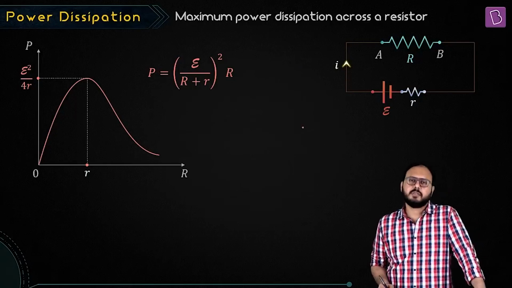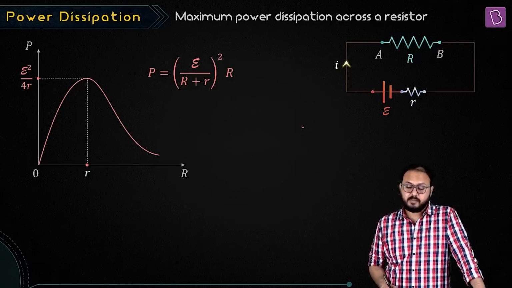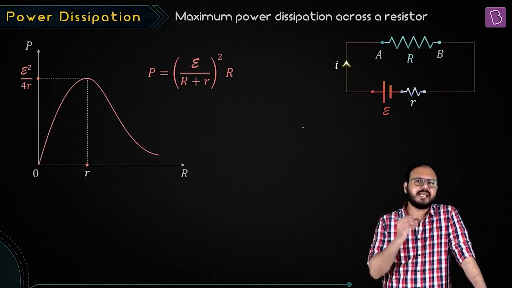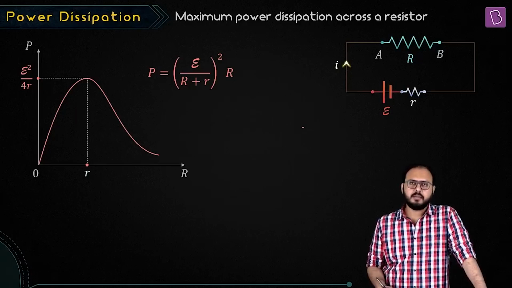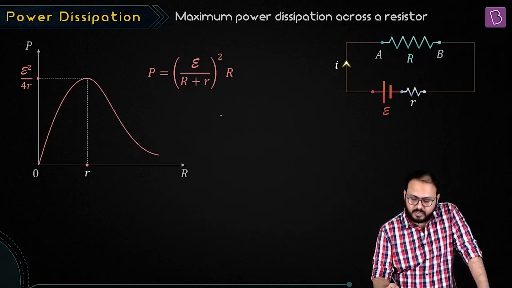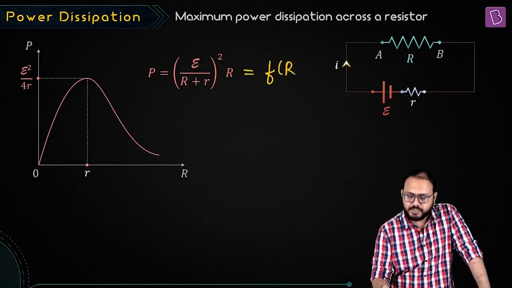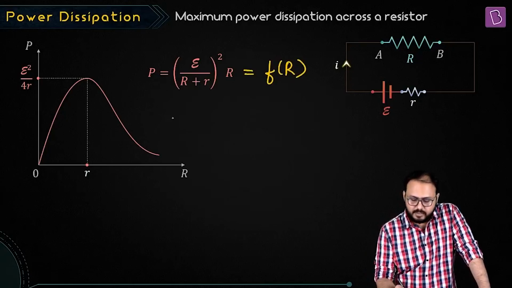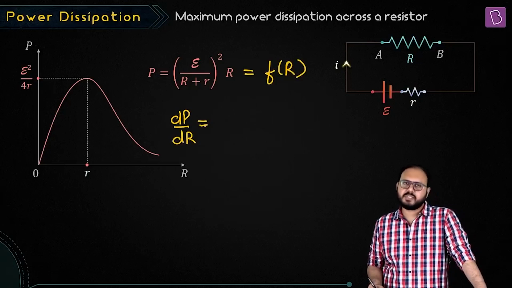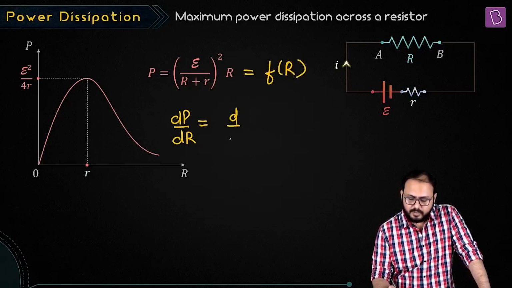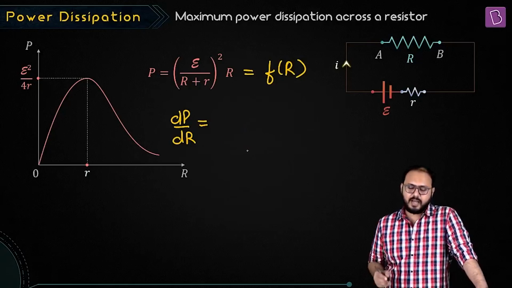But where is the cusp? How do we find that? Let's say the cell remains the same. That means R is the variable, so P is a function of capital R. Then can I find dP by dR? Because at R maximum, this will be 0. So dP by dR is d by dR of E square R upon R plus r whole square.